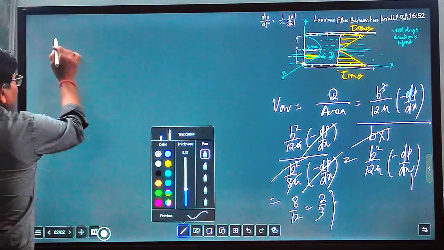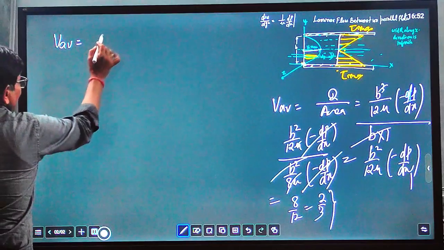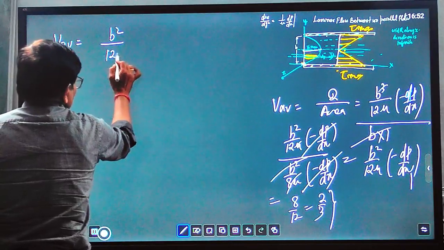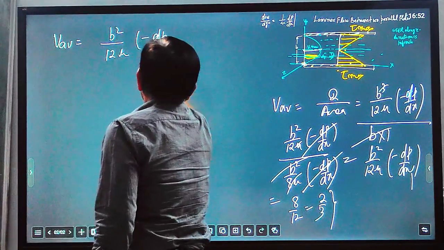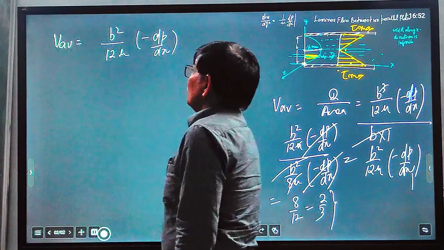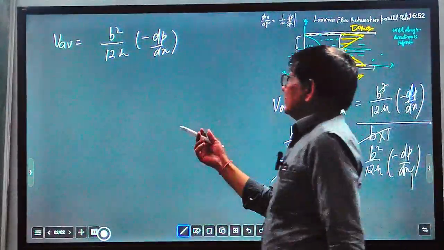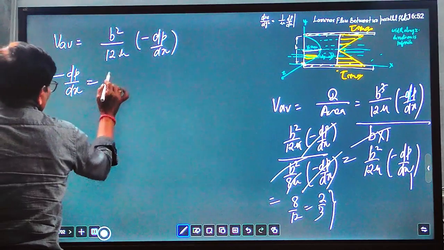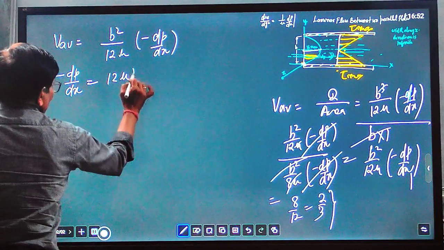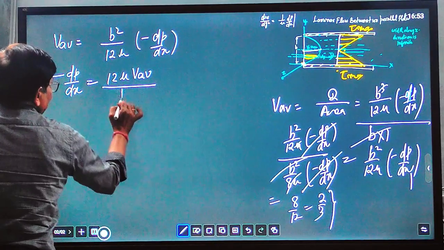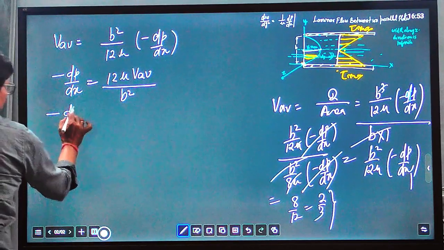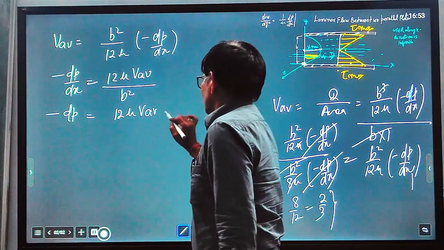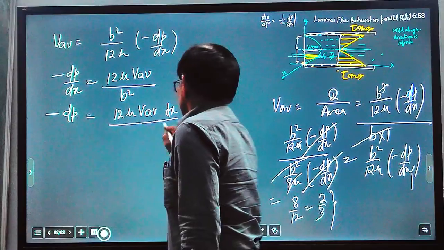This we already derived: V average equal to B square upon 12 mu into minus dp by dx. This is the equation for average velocity. From this equation we can get minus dp by dx equal to 12 into mu V average upon B square, so minus dp equal to 12 mu V average into dx upon B square.